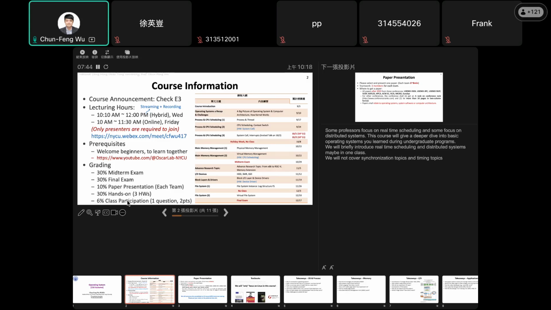If you want to get the class participation score, you can ask questions. One question is 2 points, and the maximum is 6 points, like 6% here. You can ask in person here, or you can ask online on WebEx. More details will be given next week about how to get this 6% class participation score. Okay, question.